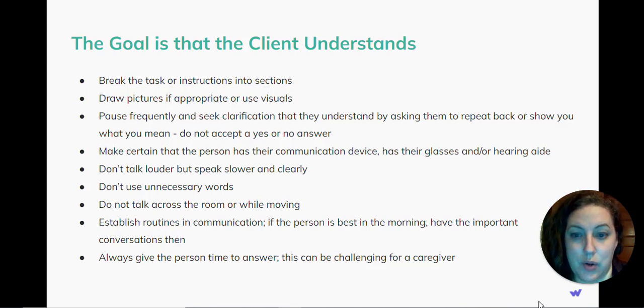Don't use unnecessary words. Don't talk across the room while moving. Establish routines in communication. If the person is best in the morning, have your important conversations then. Always give the patient time to answer. This can be challenging for a caregiver.